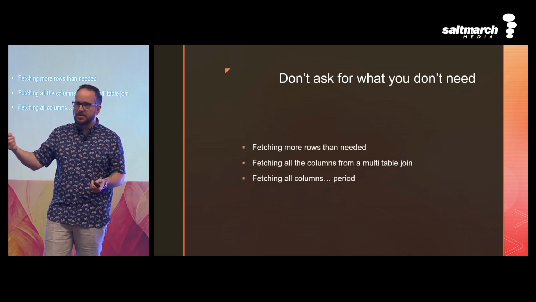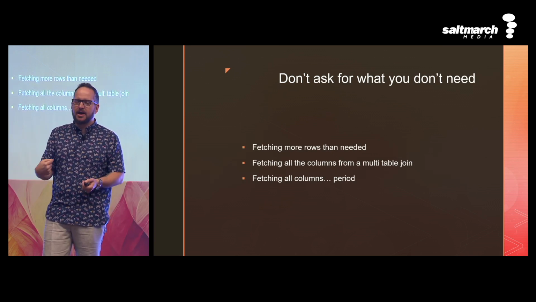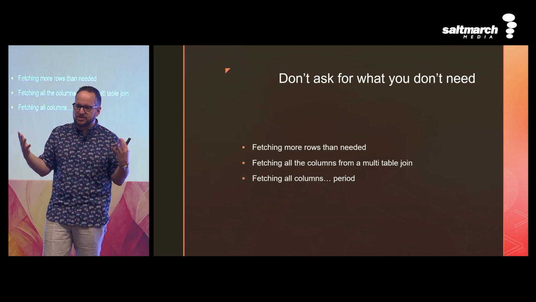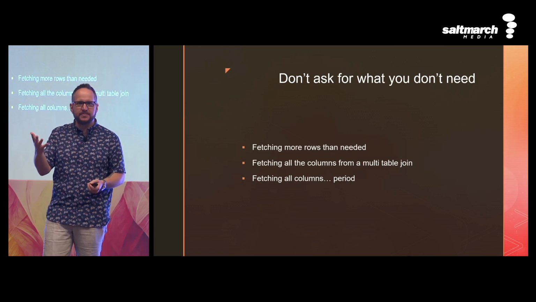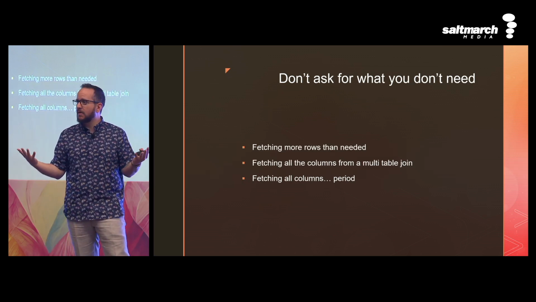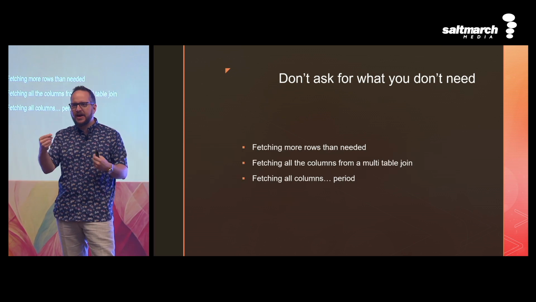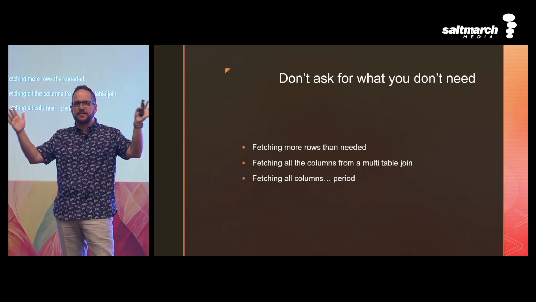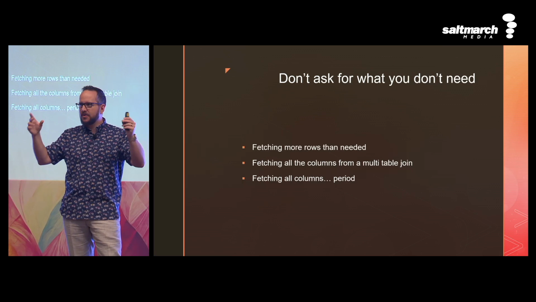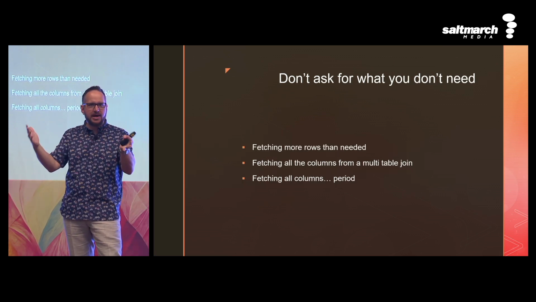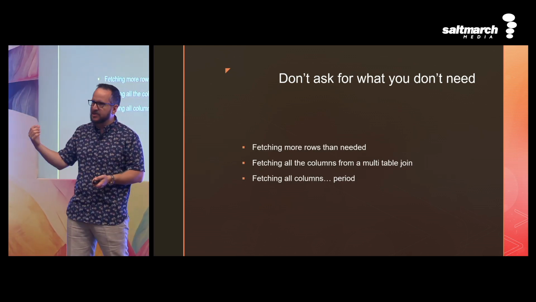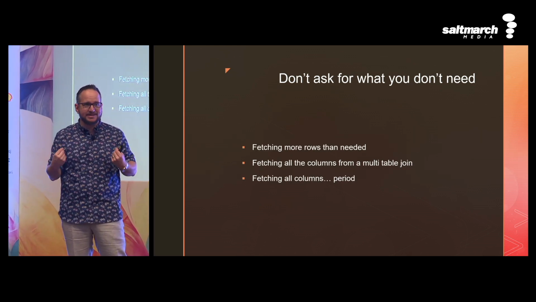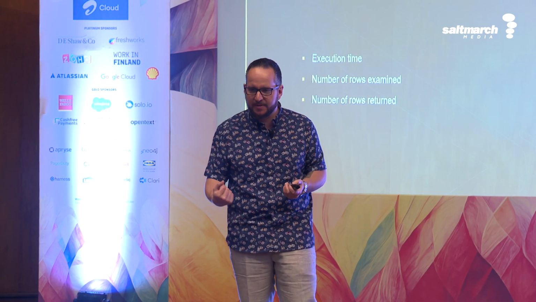Don't ask for more than you need. Use limit. Don't select star. Don't fetch all the columns from a multi-table join if you don't need them. Now, most of the time, again, we're using ORMs, and they're generally fetching the right number of columns, and they apply the right limits in general. But it's also useful to take advantage of lazy loading in times where that's going to be of value, because that's going to keep you from pulling more data than you need in any given query.